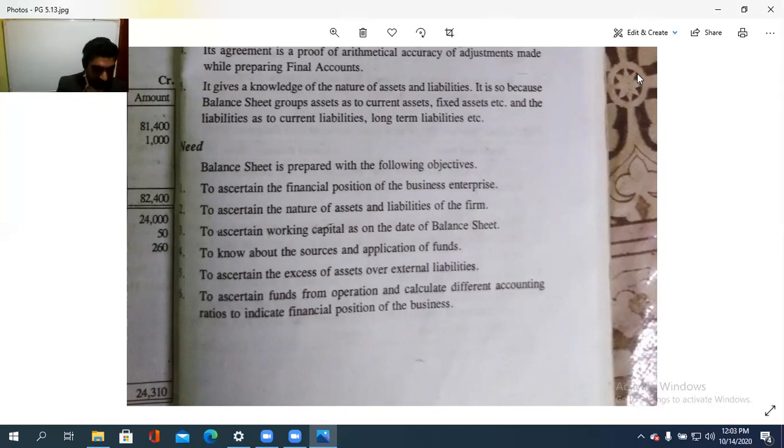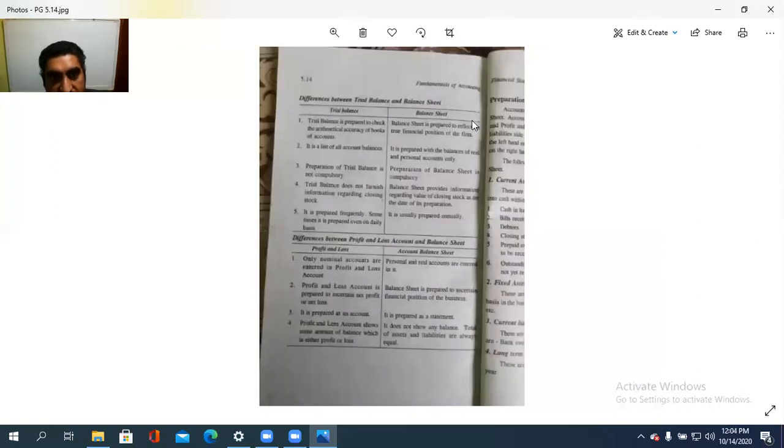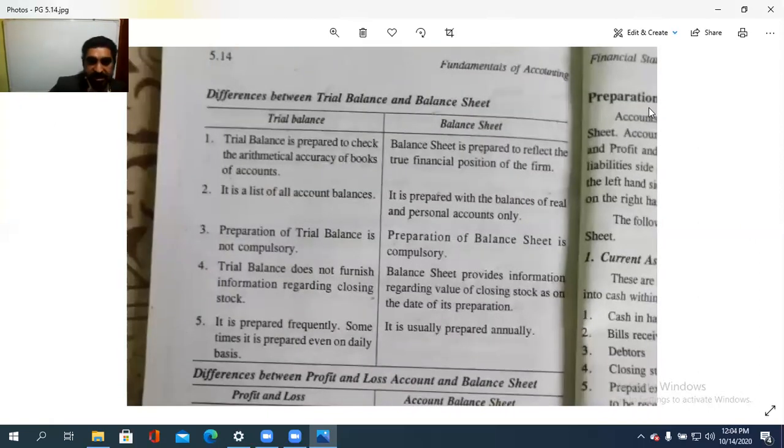Okay, so these are the needs with regard to the preparation of the balance sheet. Next, what are the differences between a trial balance and a balance sheet, and a profit and loss account and a balance sheet? So what is the difference between a trial balance and a balance sheet?